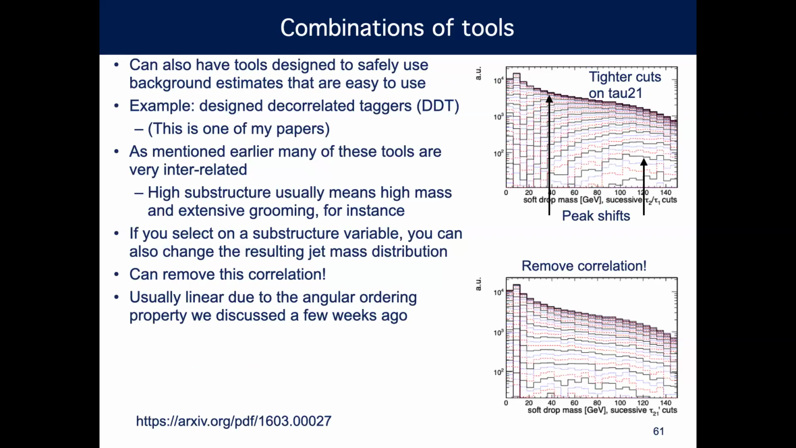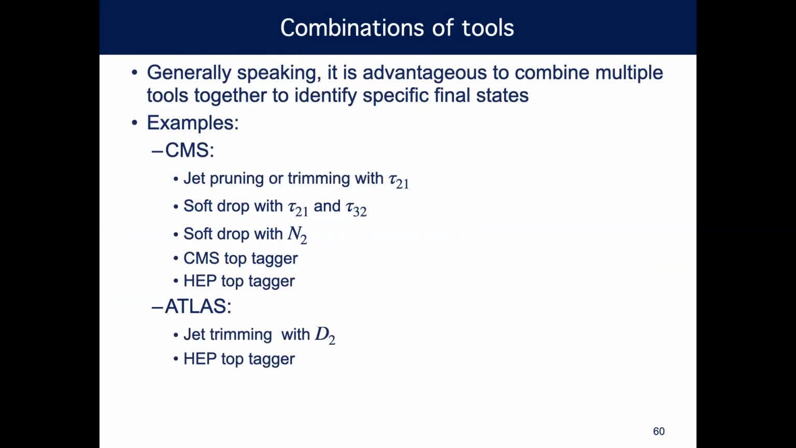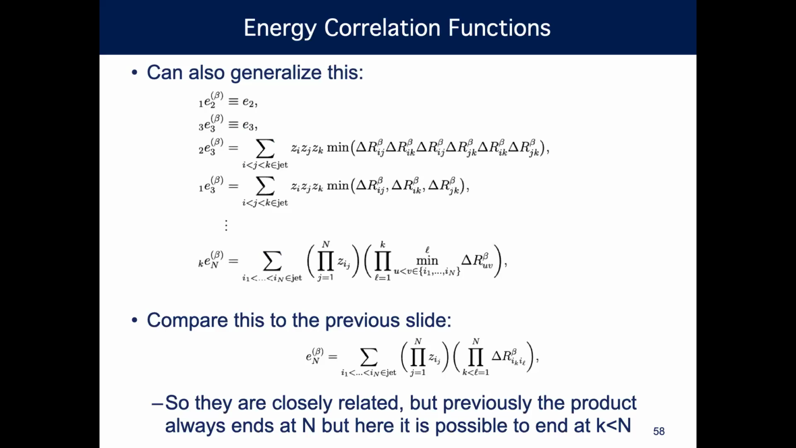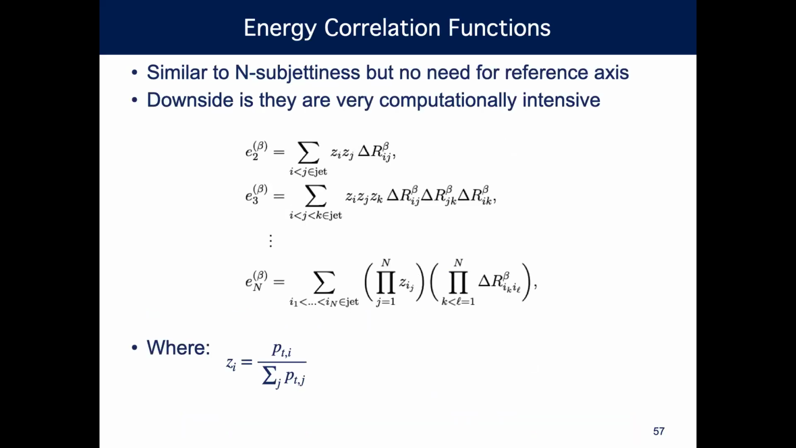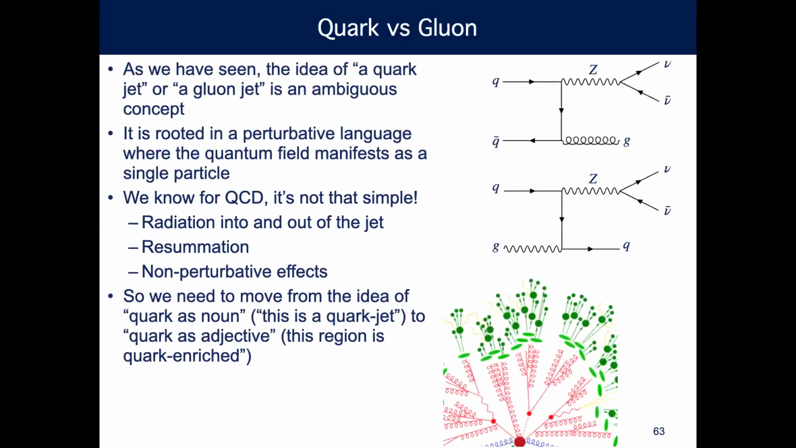I'm going to skip this part too because I only have 5 minutes and I want to get to the quarks versus gluons. Before I do that, are there any questions on the angularities briefly? All right, let's go to the quarks versus gluons.